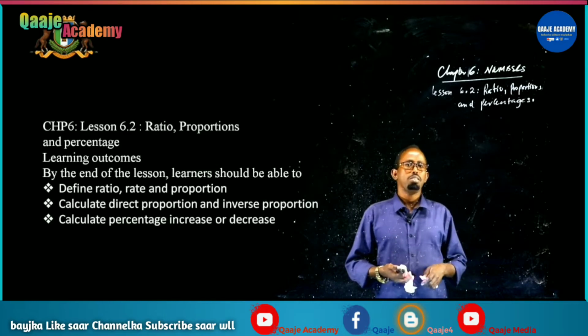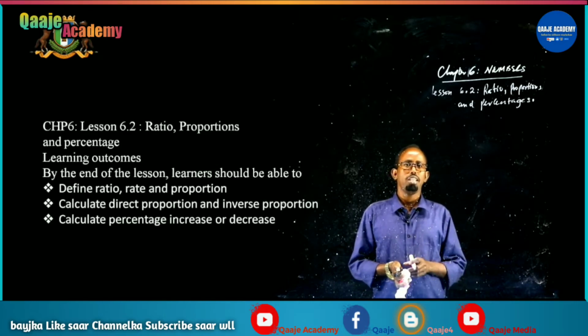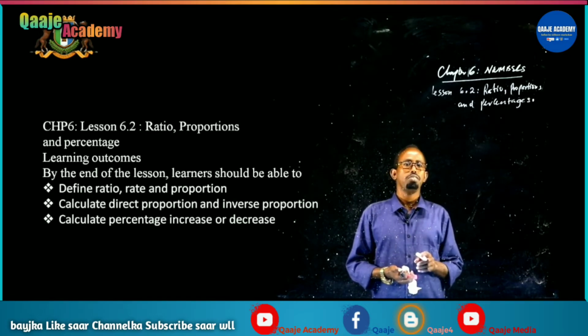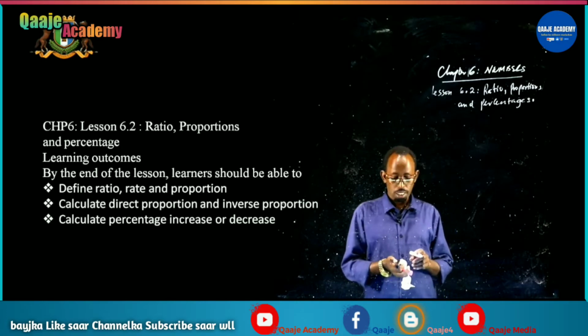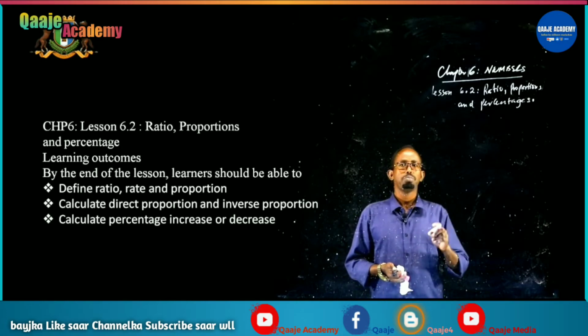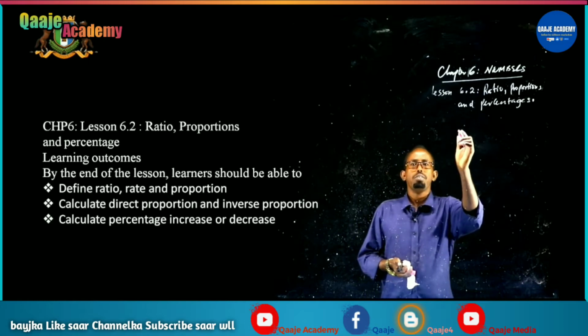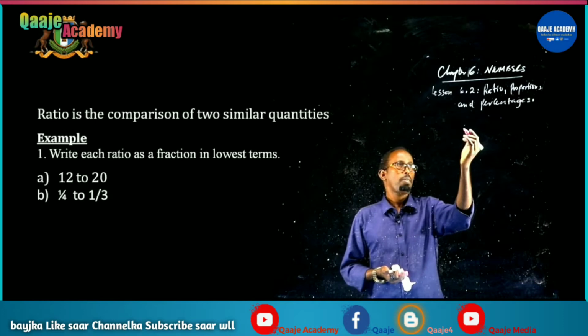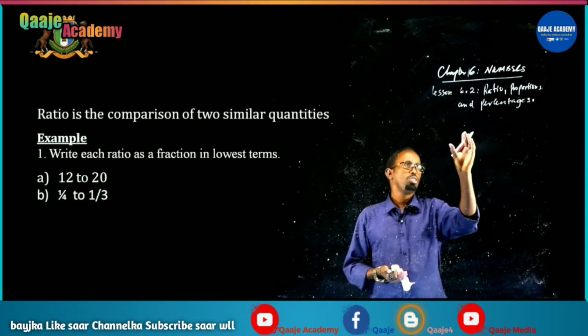Learning outcomes. By the end of the lesson, learners should be able to define ratio, rates, proportions, calculate direct proportions and inverse, calculate percentage increase and percentage decrease. Now, ratio is the comparison of two similar quantities. Proportion is when two ratios are equal.